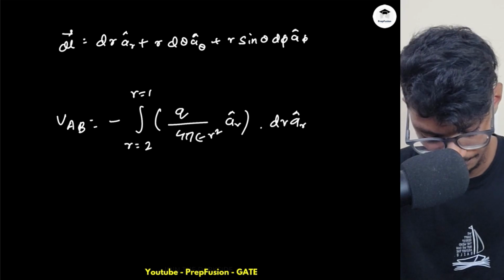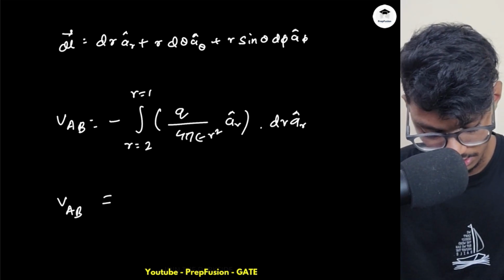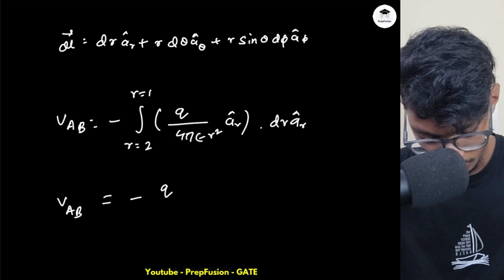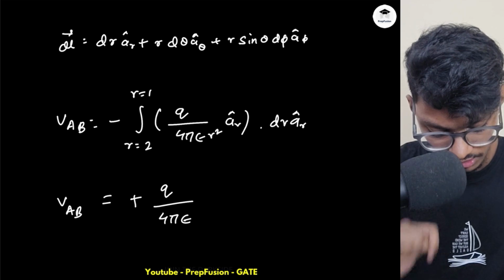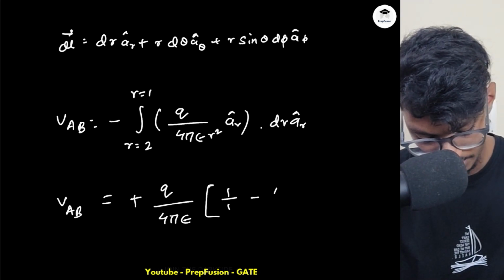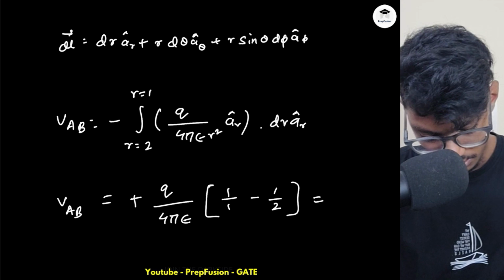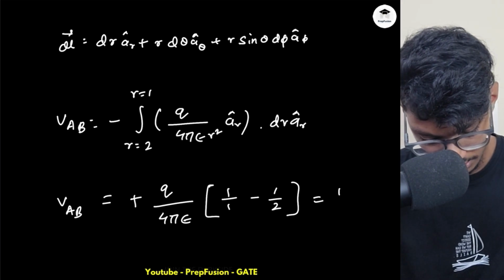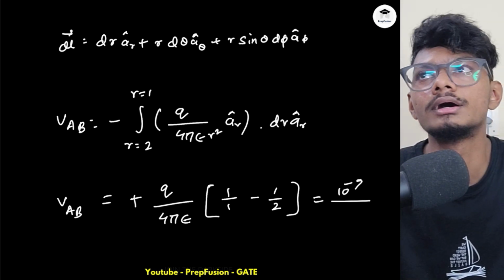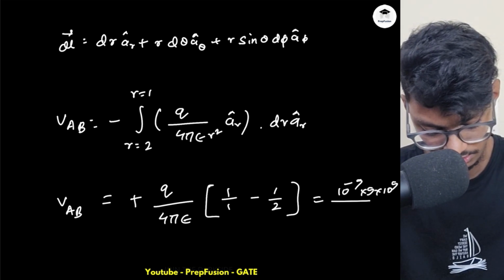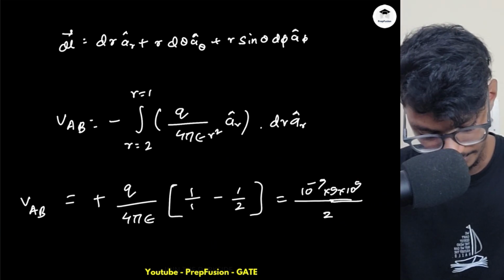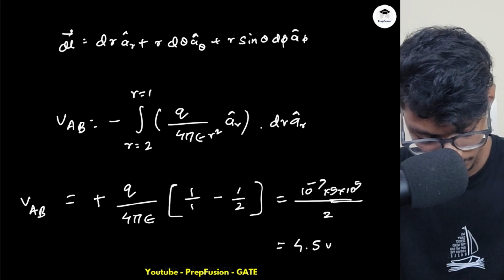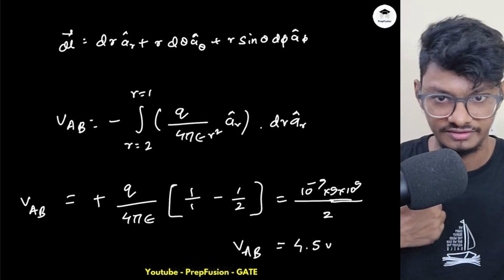All the other dot products will be simply 0. So this will be minus q upon 4 pi epsilon, and this minus 1 will become plus, so this will be 1 by 1 minus 1 by 2. So q is 1 nano, so 10 raised to power minus 9 divided by this, which is actually 9 into 10 raised to power 9, divided by 2. So this will come out to be 4.5 volts. So VAB, the potential difference, will be 4.5 volts. This will be your solution to the question.